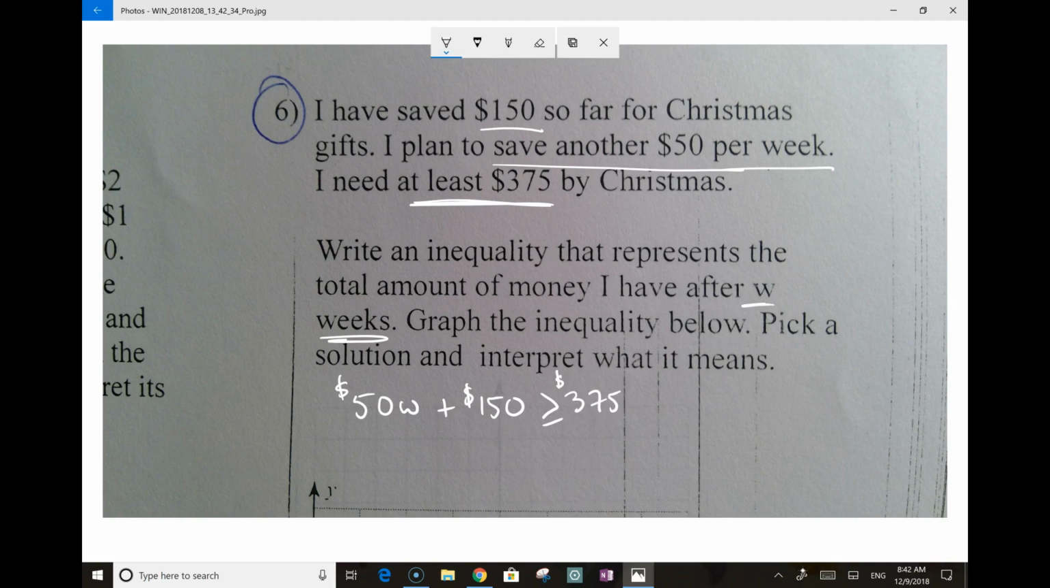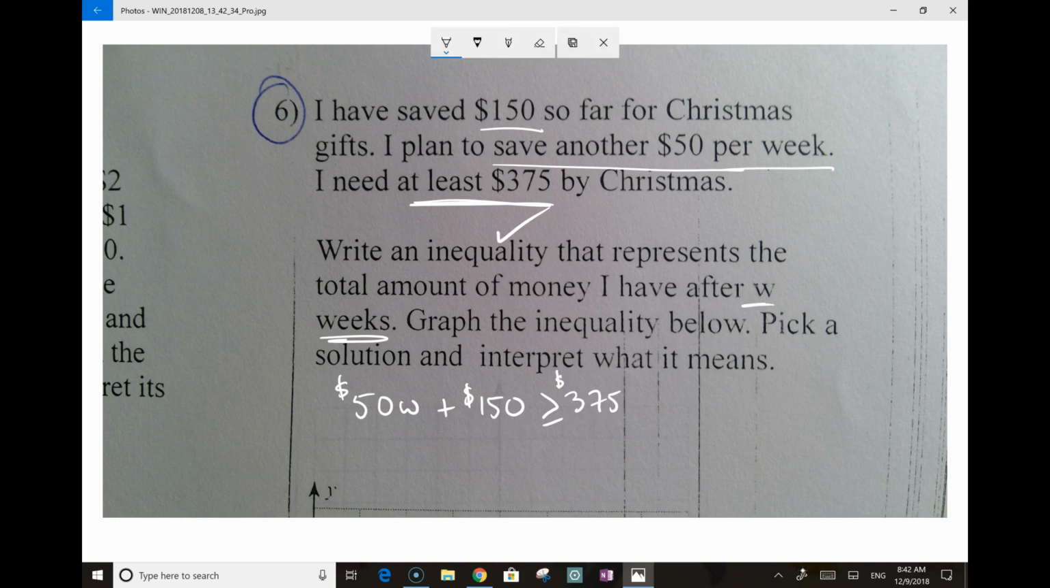If you put less than or equal to, then what you're saying is that you don't want to save any more than $375. $375 would be the most you want to spend. But if you're trying to save money, especially for gifts and things like that, then it's always a good idea to save more, right? More is better when you're trying to save money. So this is our inequality, so we can check that off.